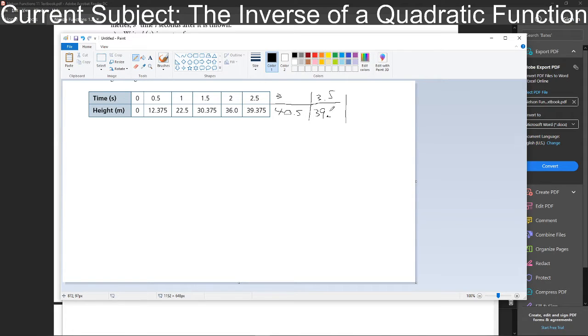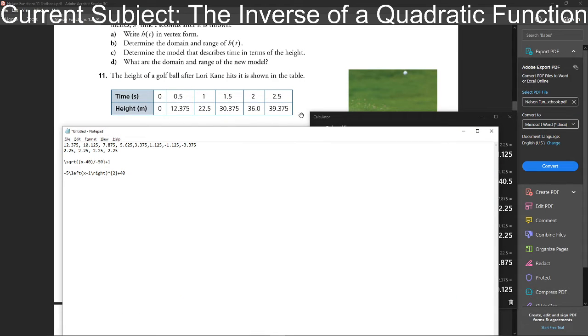39.375 and then number 4. It's just gonna be this number, right? 36.0, and then we're just gonna be working our way down. That's our parabola for this.